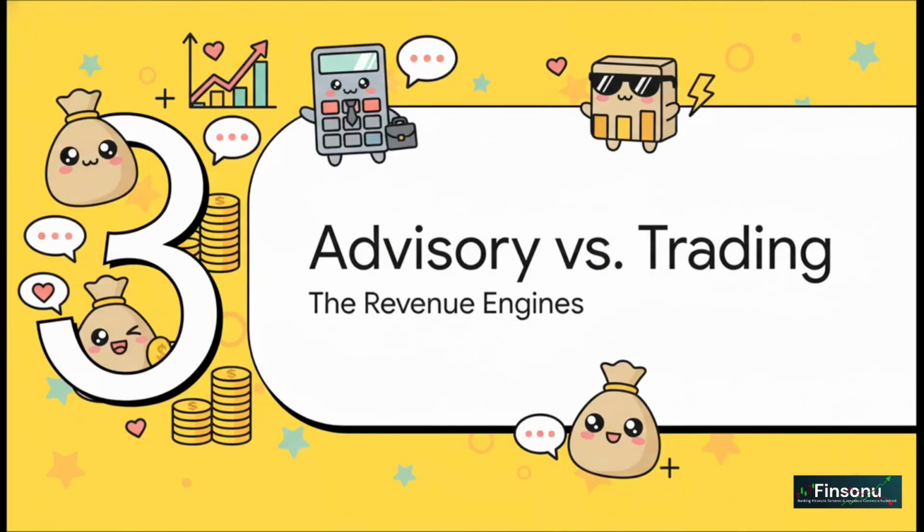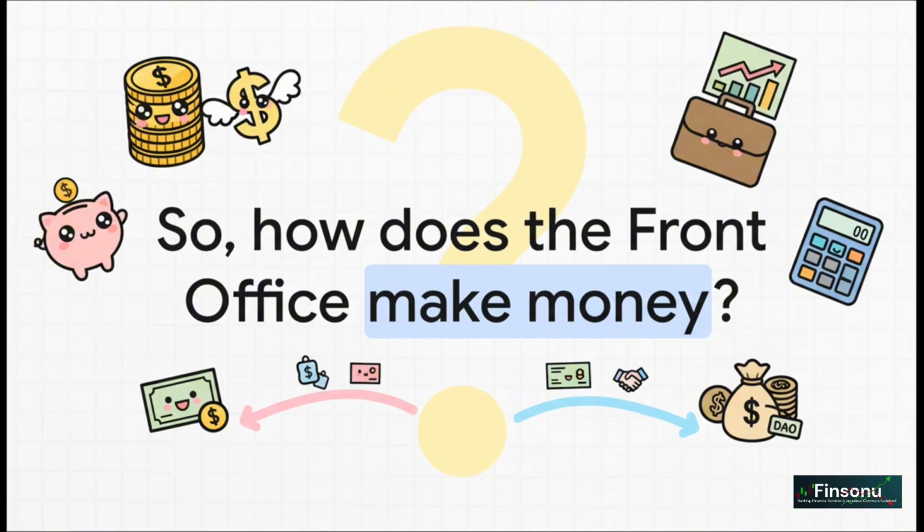So let's focus on that front office for a minute, the heart of the bank. We're going to break down the two main ways it actually generates all that revenue that pays for everyone else. And that's the big question, isn't it? Where does all this money actually come from? Well, it really boils down to two very different but equally critical ways of doing business.